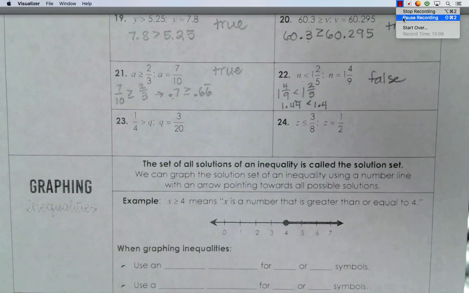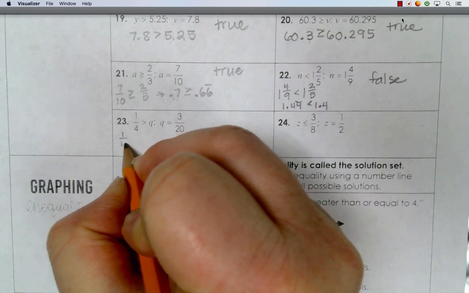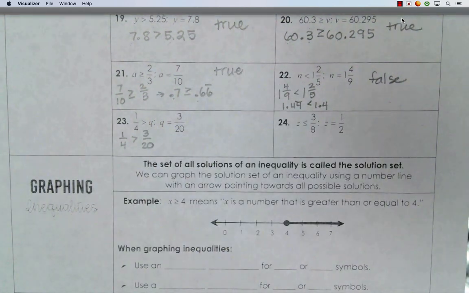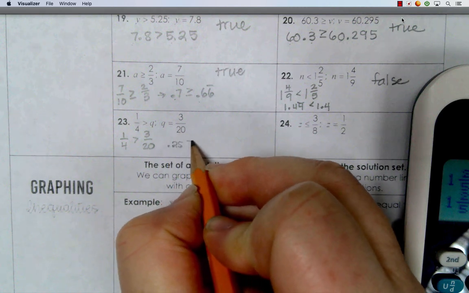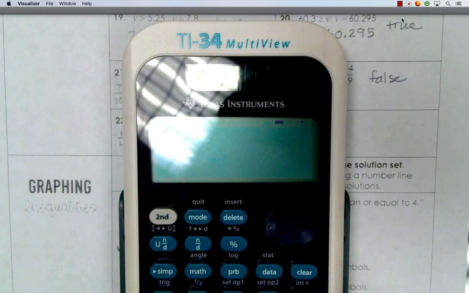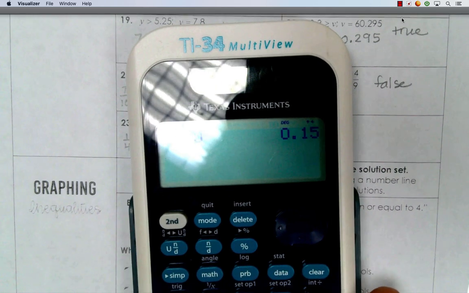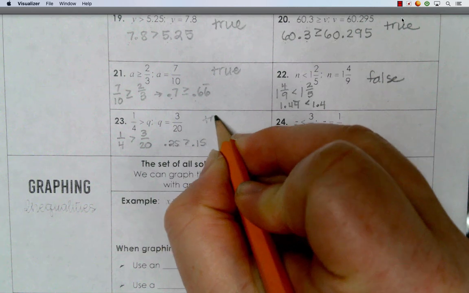Okay. I have 1/4 is greater than Q. So 1/4 is greater than 3/20. So I know that 1/4 is 0.25. And I have 3 divided by 20, and I get 0.15. So this is actually a true statement.